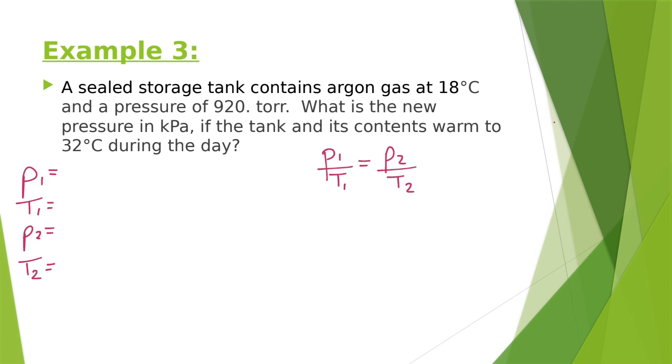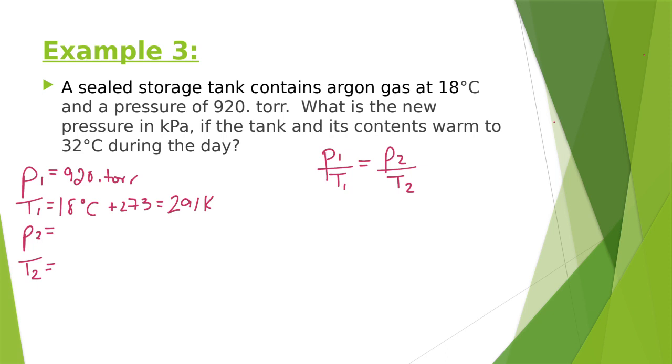Okay, let's do an example with the Gay-Lussac law. And let's read through and see what's going on. A sealed storage tank contains argon gas at 18 degrees C and a pressure of 920 torr. So let's write this down. I got 920 torr and I have 18 degrees C. And you know what I'm going to do with that temperature right away? We're going to add on 273. We're going to convert to Kelvin because we have to. 291 Kelvin is what I end up with.